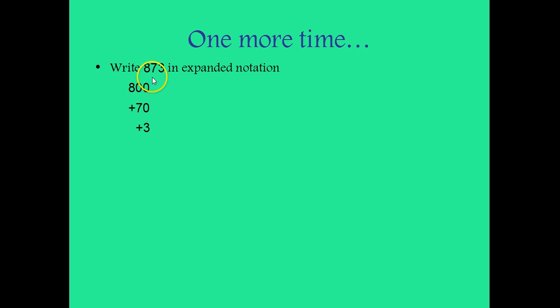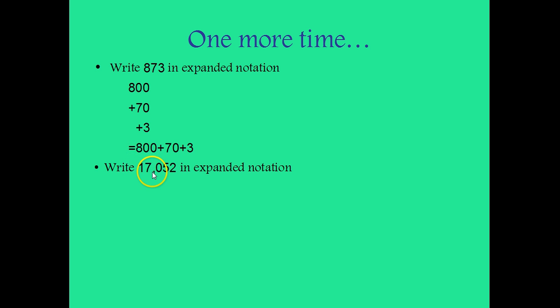Now I wrote it like this to line it up so you guys could see each place value easily enough. Most of the time when we see expanded notation, it's lined up horizontally, that is side to side. Okay, so this is the way you'll see it most of the time. I just wanted you guys to see ones place, tens place, hundreds place. Alright, so let's try another one.